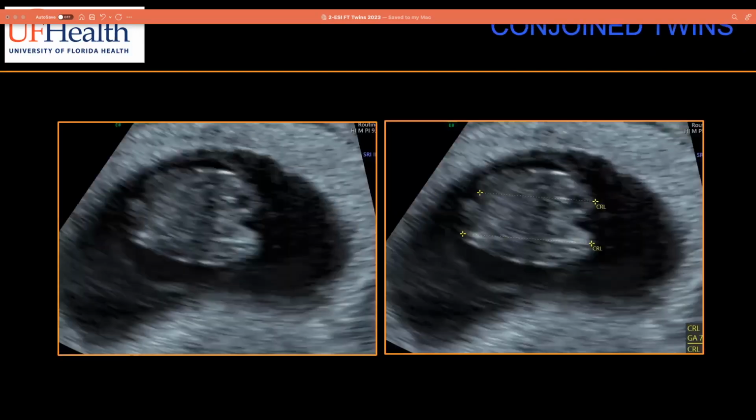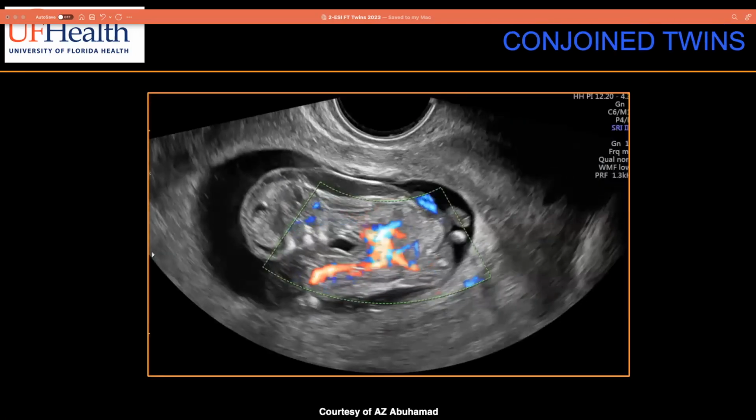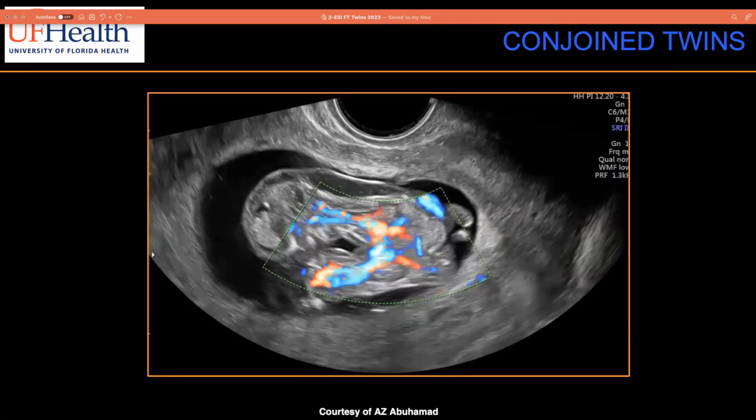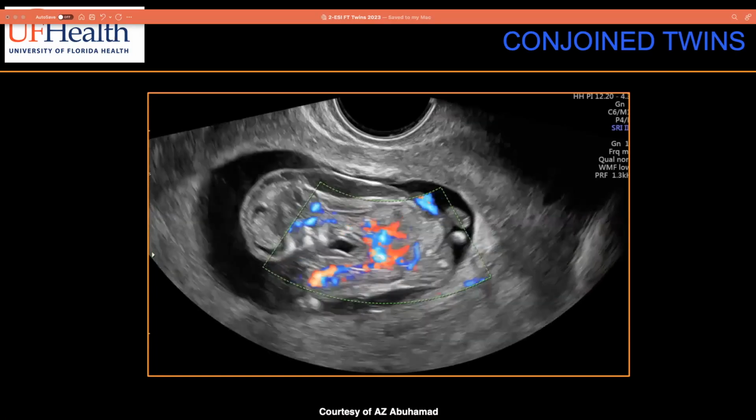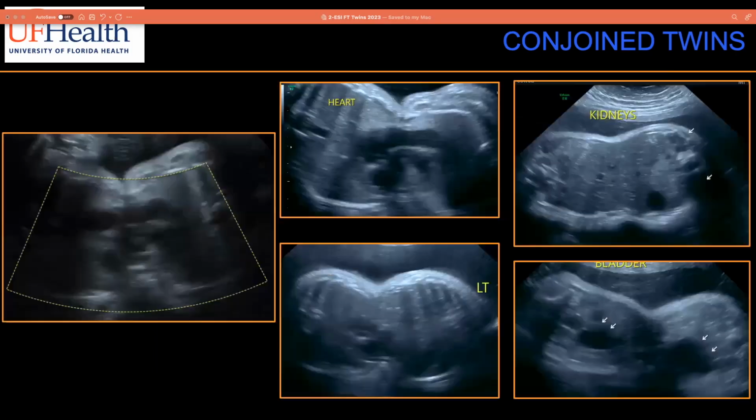And another 2 sets, these were very early on at about 7 weeks. This was a beautiful example from Professor Abu Hamad, where you can see the thick nuchal and the vascularity between them. And this was a more recent case that we had at full term, conjoined twins, thoracopagus with a heart that was common between the 2.